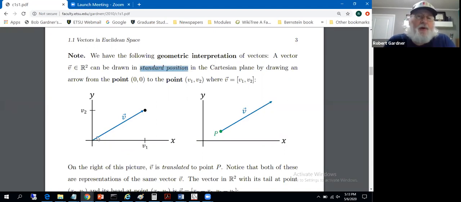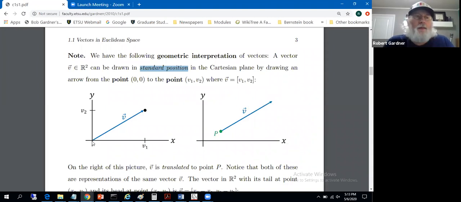So you drew an arrow to represent the vector. You put the tail of that arrow at the origin of the coordinate system, and you put the head of the arrow at the point whose coordinates are correspondingly equal to the components of that vector. In other words, point (v1, v2) indicates the head of the vector v with components v1, v2 when the tail is placed at the origin.